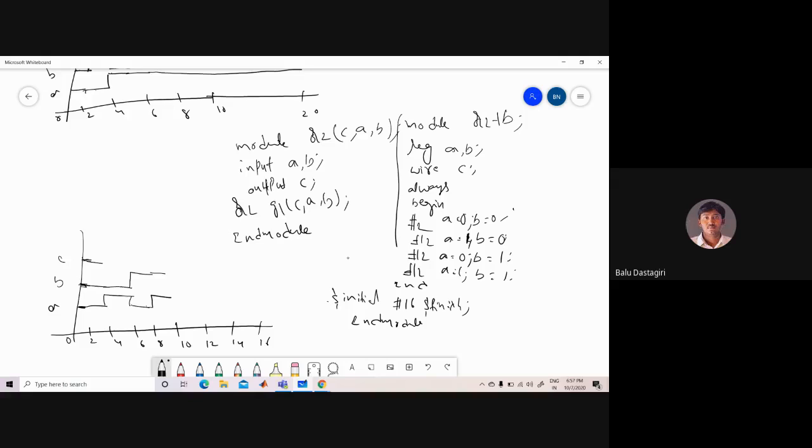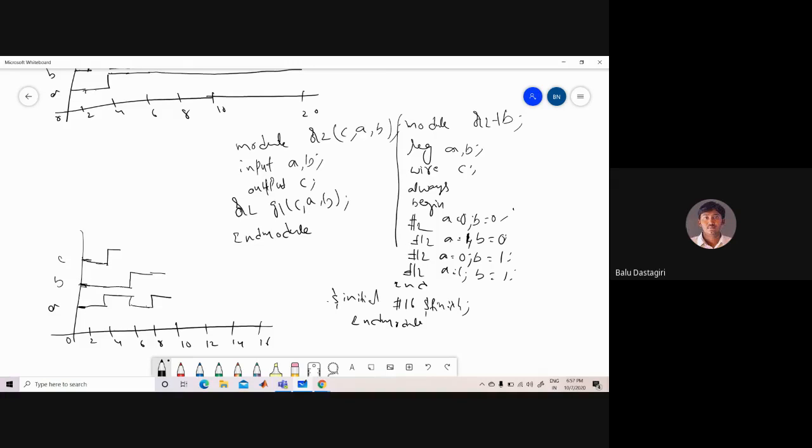So, the OR gate. A is 0, B is 0. Up to 4 units of time, the C output is 0. After that, at 4 time units, when A equals 1 and B equals 0, the value of output C becomes 1.